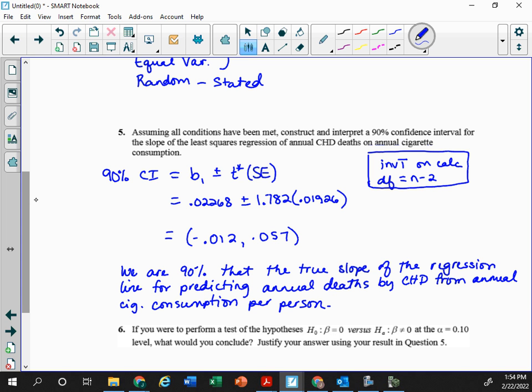So again, it's back to what you were doing before with confidence intervals, just now you're talking about slope. You need to write the values. Oh yeah. Is, I'll just say, is between negative 0.012 and 0.057. All right. Stuff you've seen before.